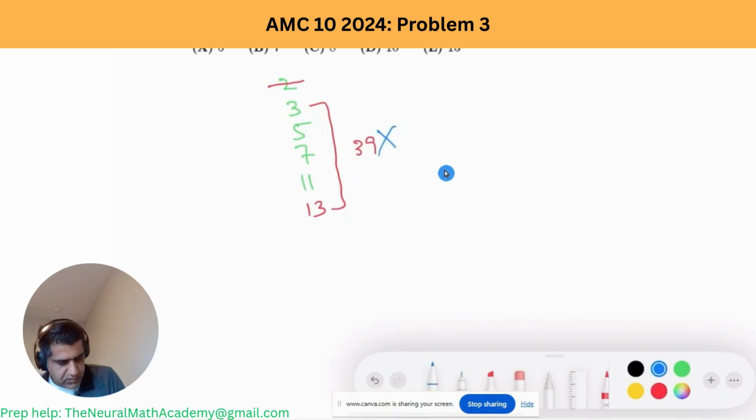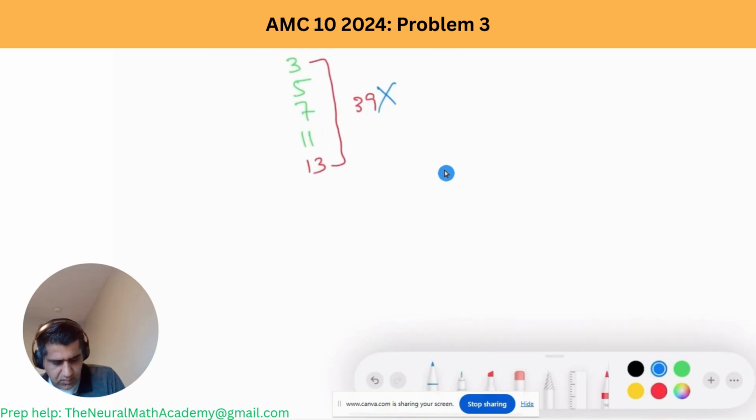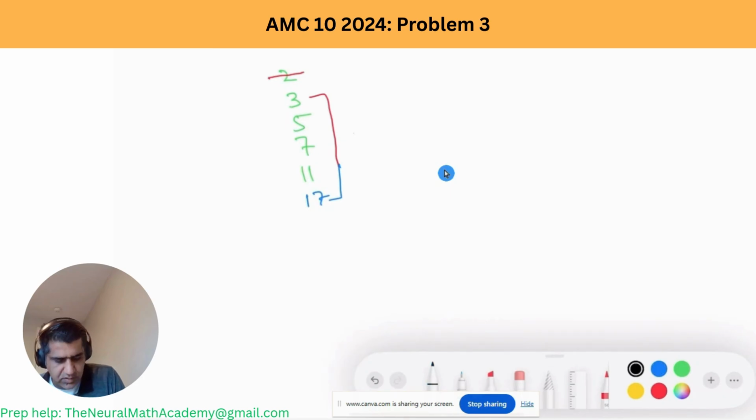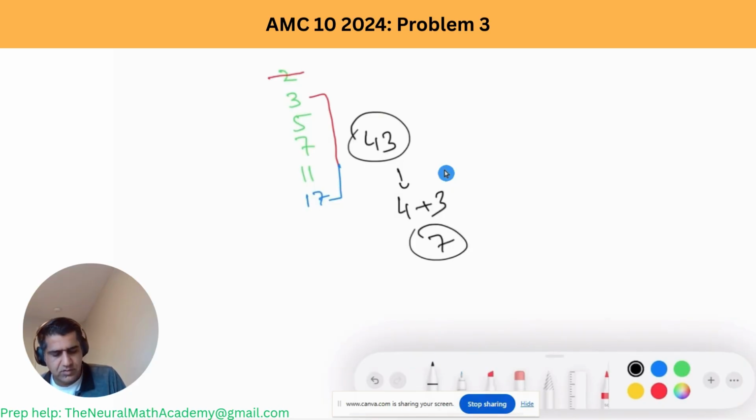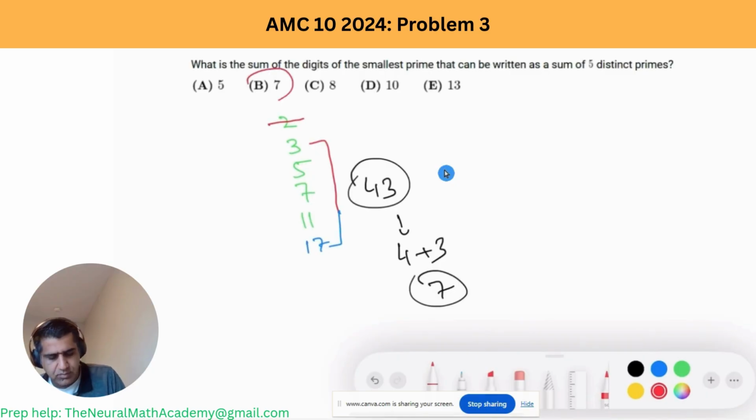So then I would change 39. Sorry, I would change 13. So I cannot use 15. It's not a prime. So I would then try 17. If I add now these numbers, I get 28 and 7, 35, 40, and 43. So 43 is a prime. If I add its digits, I get 7. So the answer is B for this problem.